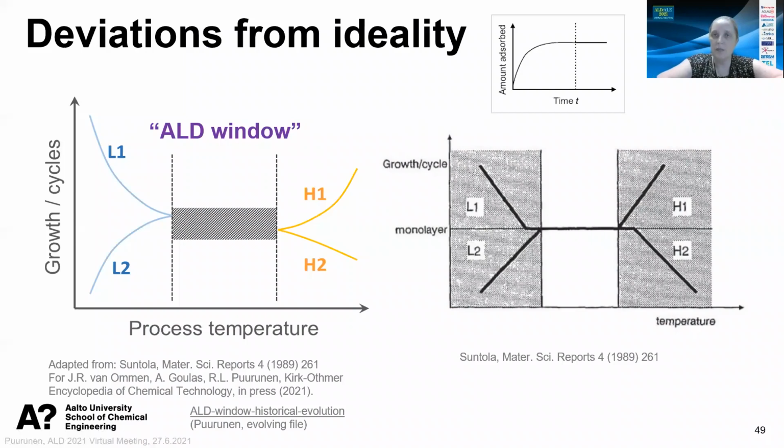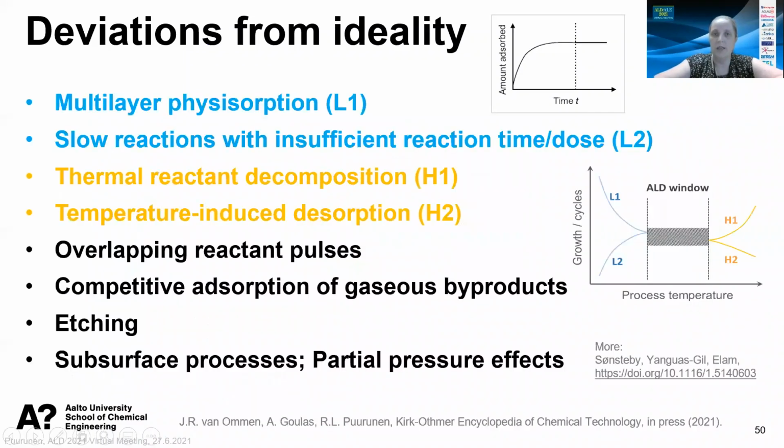So, deviations from this ideal curve of amount adsorbed versus time. If you have multilayer physisorption, then you are getting more material. With slow reactions and insufficient reaction time, you are staying at this lower level of amount adsorbed. Thermal reactant decomposition would give you a continuously growing component, or desorption: you would start to desorb here during the purge.